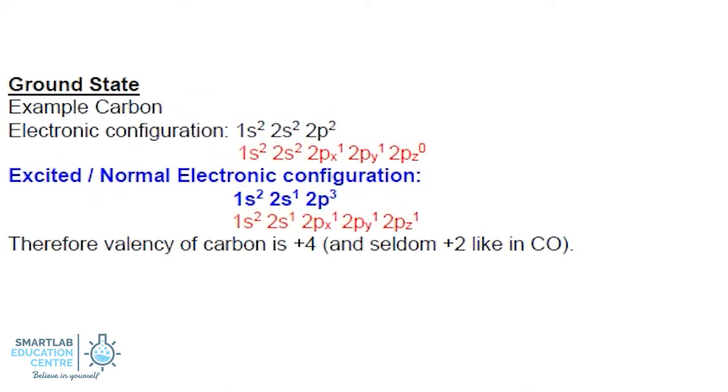Let us now take a look at how you write an electronic configuration for an atom. For example, carbon. If you take a look at carbon, you realize that carbon has a total of 6 electrons.